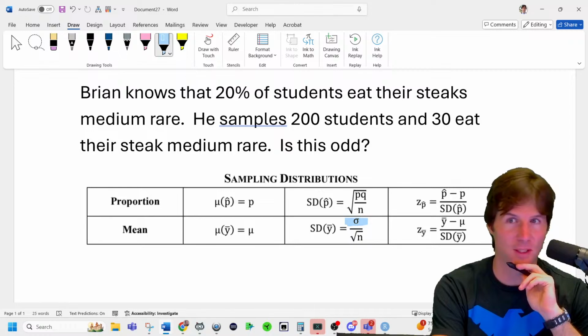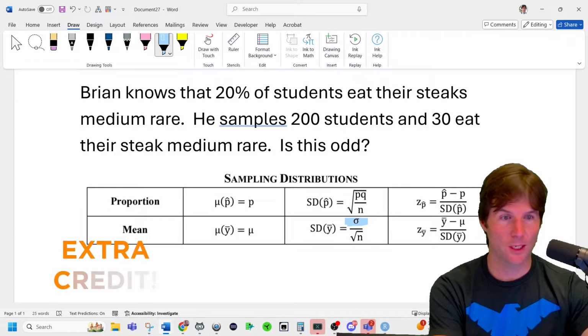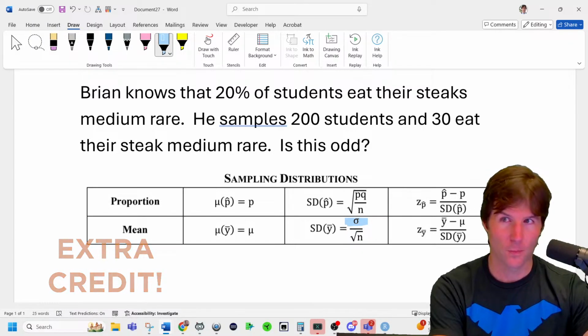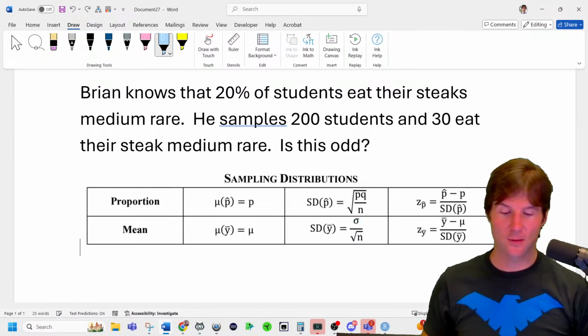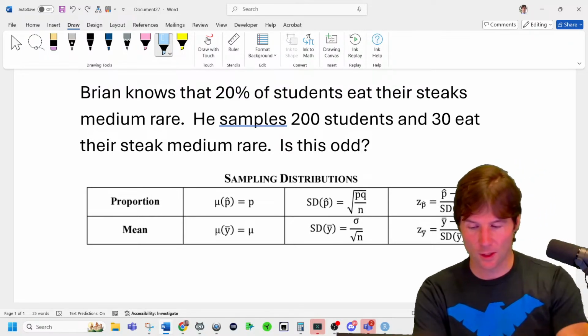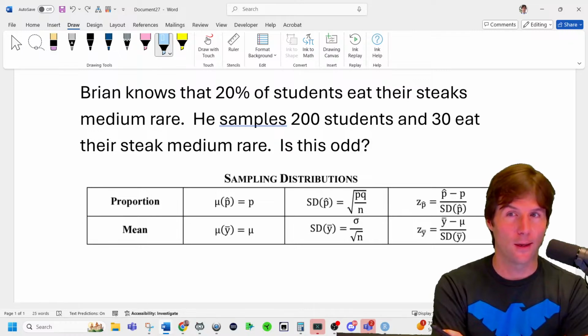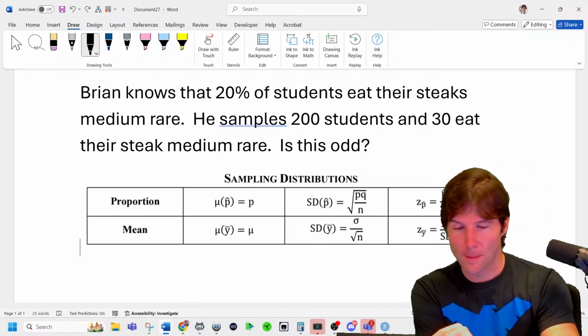That's what a lot of people do on the test. They look for sigma. There is no sigma. Sigma deals with quantitative means. There is no sigma. So what do you have? Start identifying what you have in this question. So once again, you want to go to where you should be at and start identifying what you have. So what do you have?